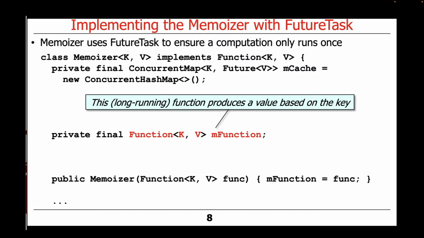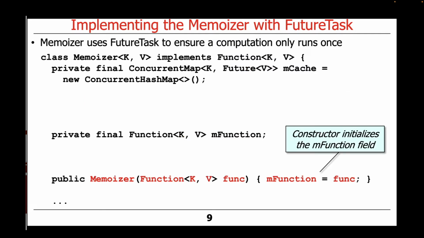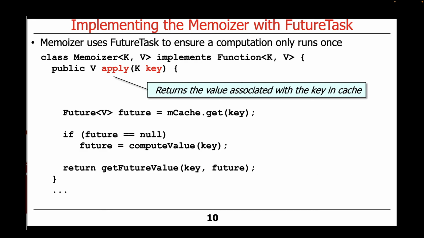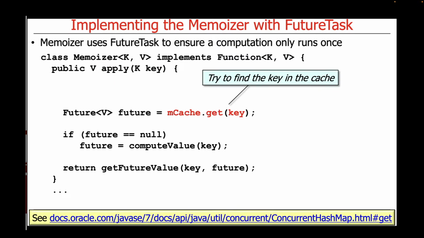So here's the function, and the function is set when the user passes a function into the Memoizer's constructor. So that's how things get initialized in the first place. Here's the key, here's the apply method. Apply, of course, is implementing the functional interface's apply abstract method. So here's the concrete implementation of that. You can see it takes a key of generic type K, and it returns a value of generic type V. So it's looking something up in the cache. That's the way to think about that.